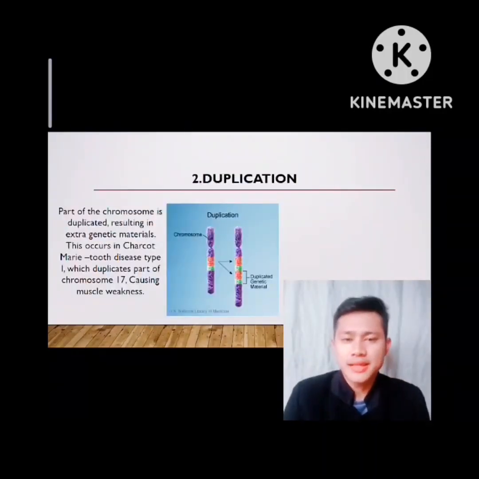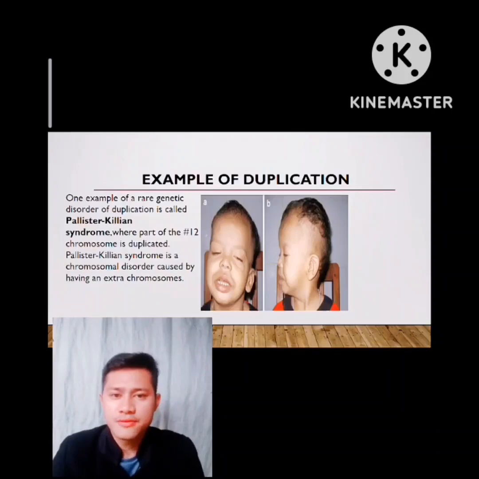So this is the second major type of chromosomal aberration, the duplication. A part of the chromosome is duplicated, resulting in extra genetic materials. This occurs in Charcot-Marie-Tooth disease type 1, which duplicates part of chromosome 17, causing muscle weakness. So it is one example of duplication.